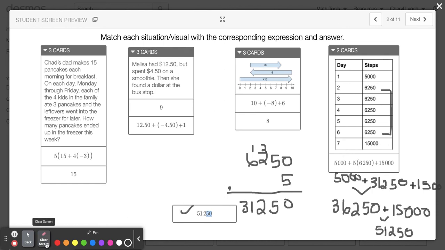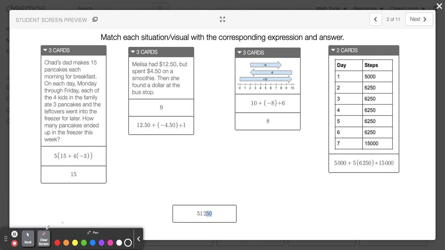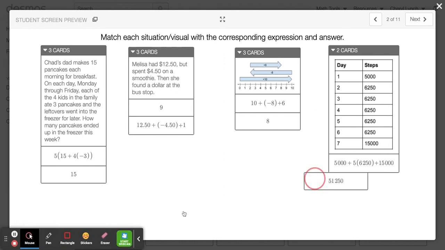All right, let me clear this section, move my card over. All right. So I'm going to stop this video for support on the next few slides. Go ahead and watch video number 2.